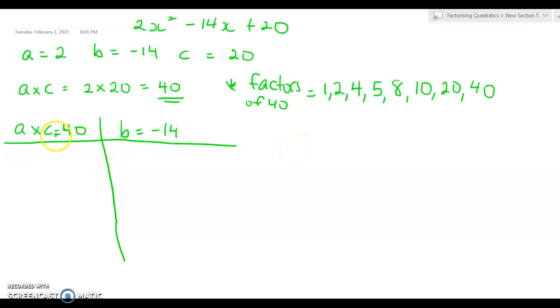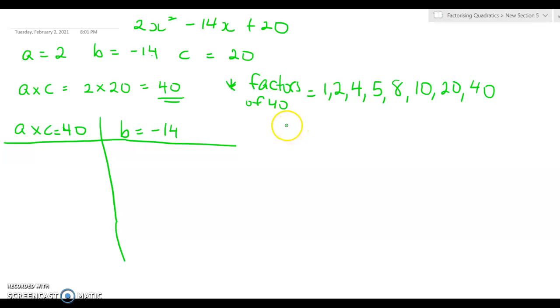Now we want to multiply them. We want to get 40. The two numbers that we choose, when we multiply, we get 40. When we add them, we're going to get minus 14. You see how we get minus 14? That means either one number is negative or two numbers are negative, right? Again, we need to play around with our numbers.